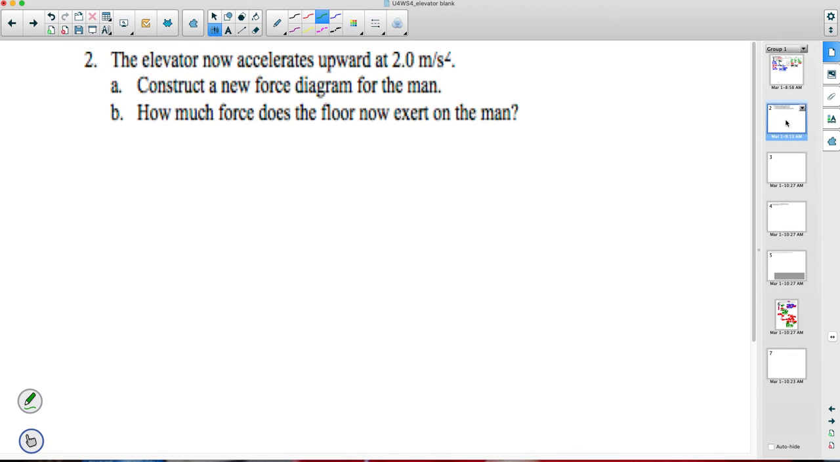Number 2, it's the same man in an elevator, but now he's accelerating upward at 2 meters per second squared. They want us to construct a force diagram for the man, and they want to figure out how much the floor exerts on the man again.